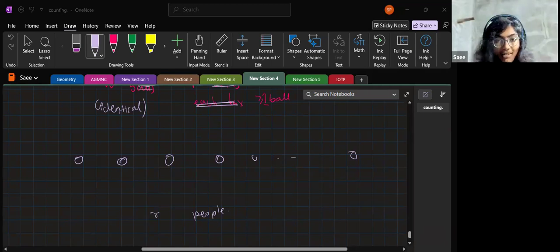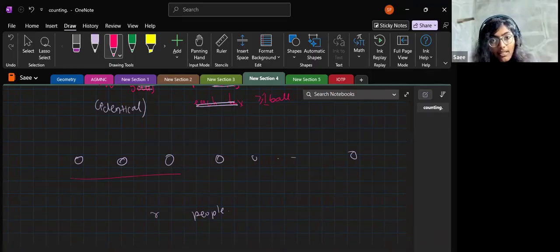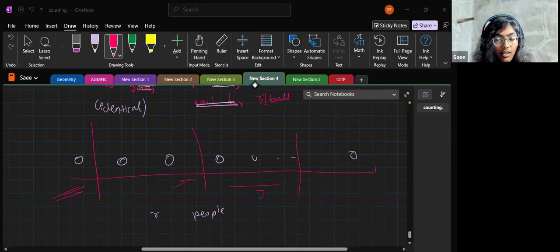What we basically want to do is partition these n chocolates into r different groups. Maybe this all goes to the first person, this goes to the second, you put another bar here so that this goes to the third, and so on. So how many bars will you need to put to partition it into r different groups?